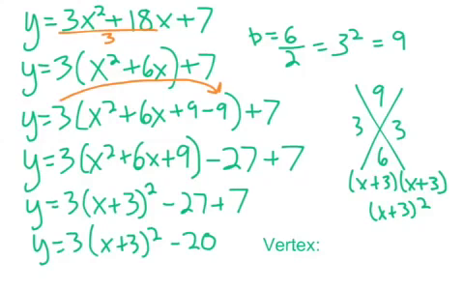My final step is to say what the vertex is. My vertex is -3, -20. How did I get that? Well, I have to do the inverse of this +3, so I say -3, and then y is -20, so I just rewrite that.